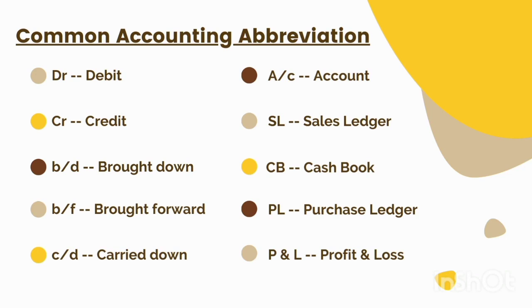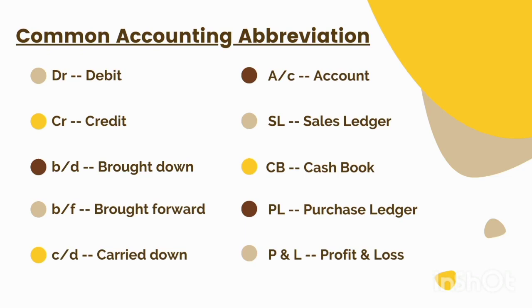A/C means account. SL means sales ledger. CB is cash book. PL is purchase ledger. And P and L refers to profit and loss. So please note the difference between these last two. PL is purchase ledger, while P and L refers to profit and loss.